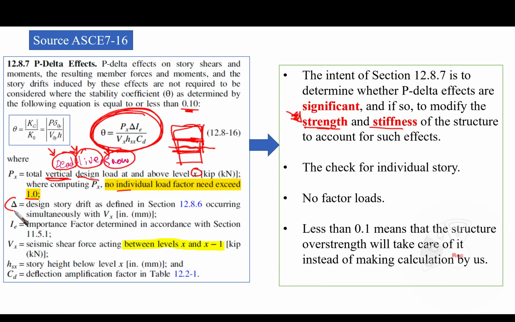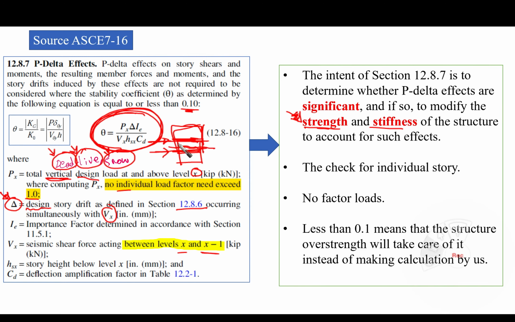And this delta, which is the design story drift, take care, we are talking about the design story drift as defined in section 12.8.6. We have explained this in a previous video, please revisit that. Occurring simultaneously with Vx, and that's right, this is the design drift, which is corresponding to Vx. What is Vx? It is the seismic shear force acting between level X and X minus 1. It is the base shear that we are having here. This is the base shear. We have a base shear here and we have a base shear here.